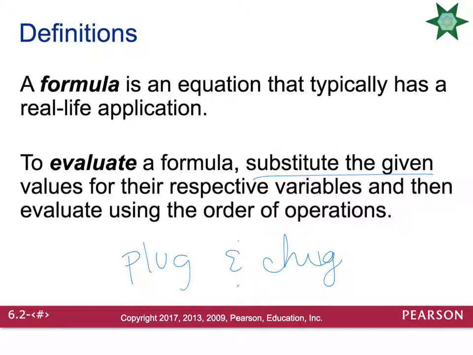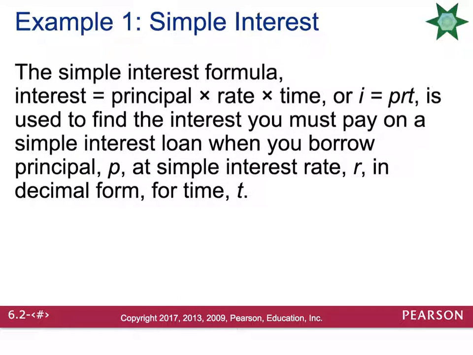All you need to do is to substitute the given values into the variables they're supposed to represent, and then use the order of operations to simplify the expression. One common formula that you'll use in this chapter and others is the simple interest formula. The simple interest formula is interest equals principal times rate times time, or we'll just call it I equals PRT. You're going to use this to calculate interest on a simple interest loan.